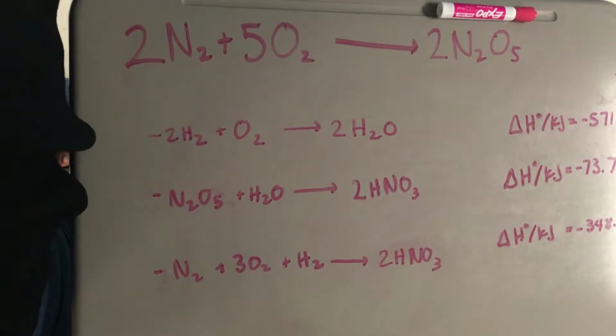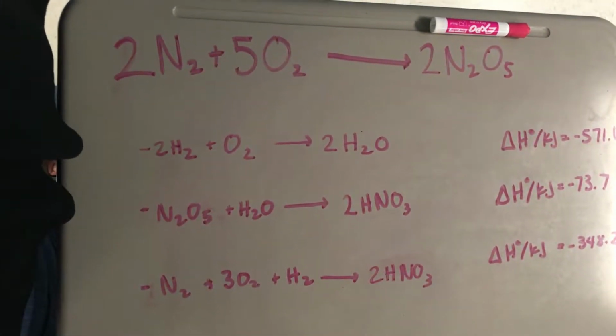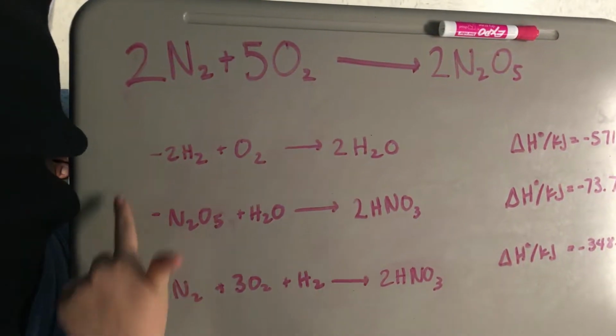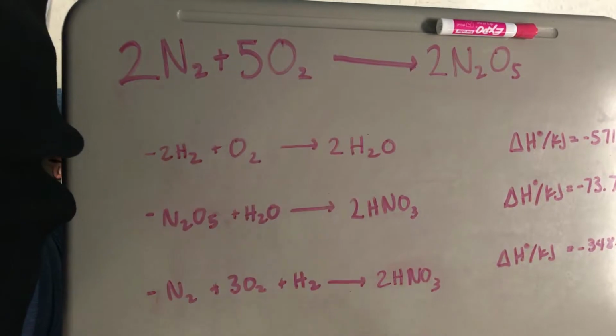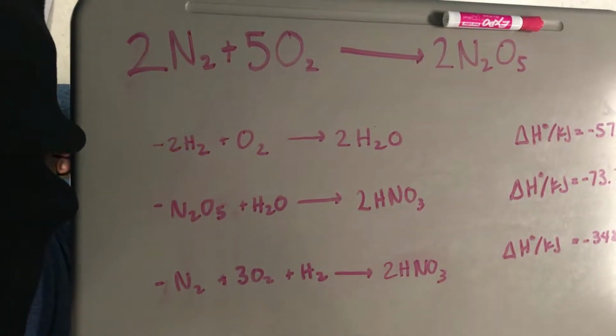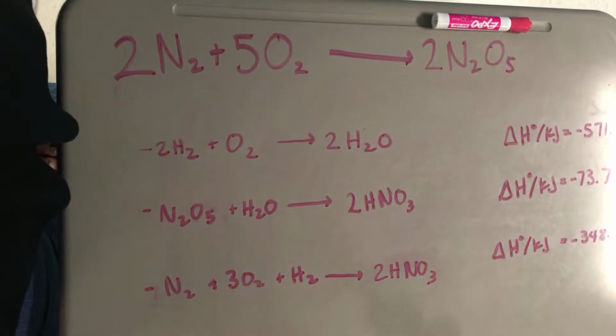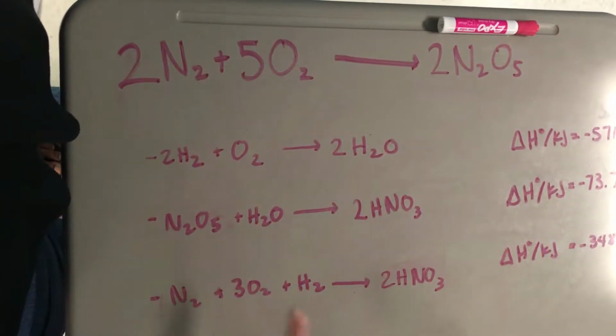Today we're solving Hess's law. So the main goal of this equation is to rearrange these three to equal the top one. So what we have to do is multiply, and we can flip equations so that we can cancel the elements that aren't in the original equation.